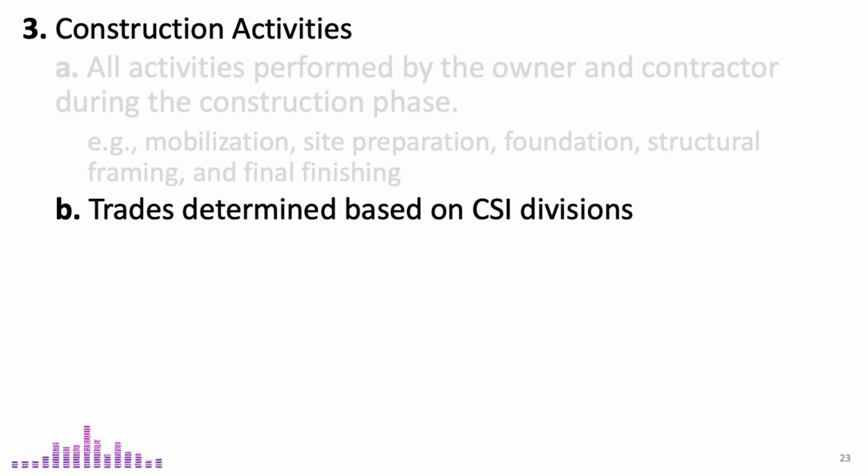A common way to classify these trades is by using the CSI divisions, a standardized system that organizes construction activities. You will learn more about the CSI master format and the ways to determine construction activities in another video.